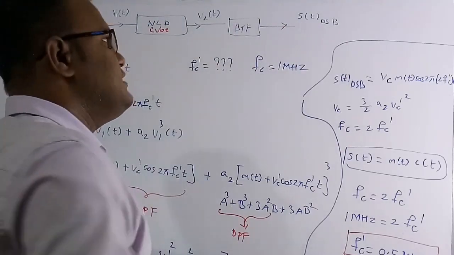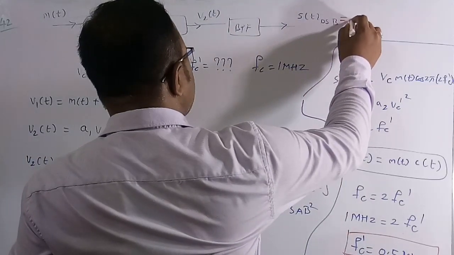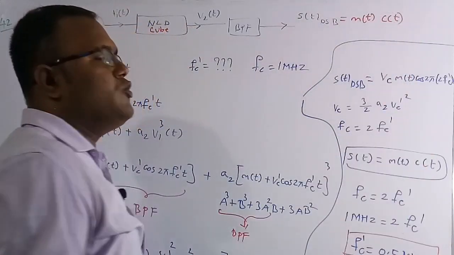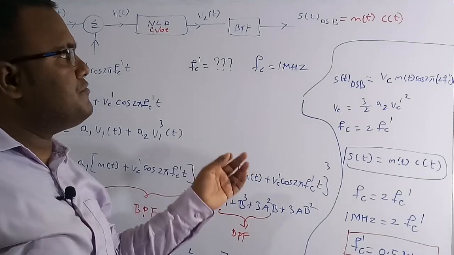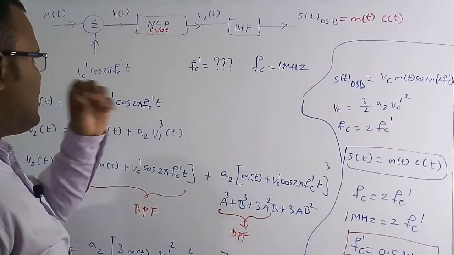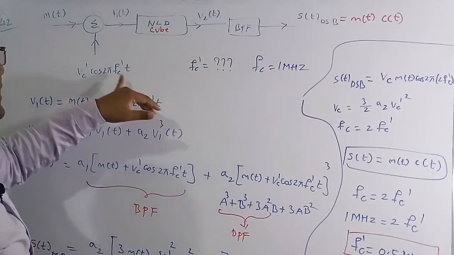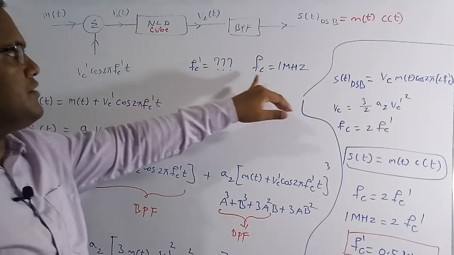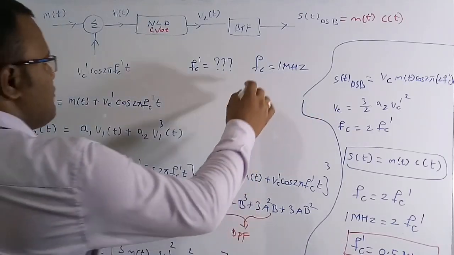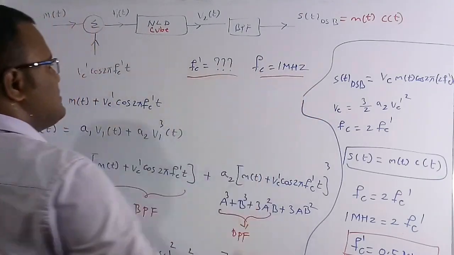This S of t DSB is nothing but the product of m of t into c of t. We are going to see the pure derivation, and from this derivation only we are going to solve this numerical. In the question they have given this Fc' which we need to figure out, and the frequency of the carrier signal is 1 megahertz. From this Fc of 1 megahertz we need to find this Fc'.